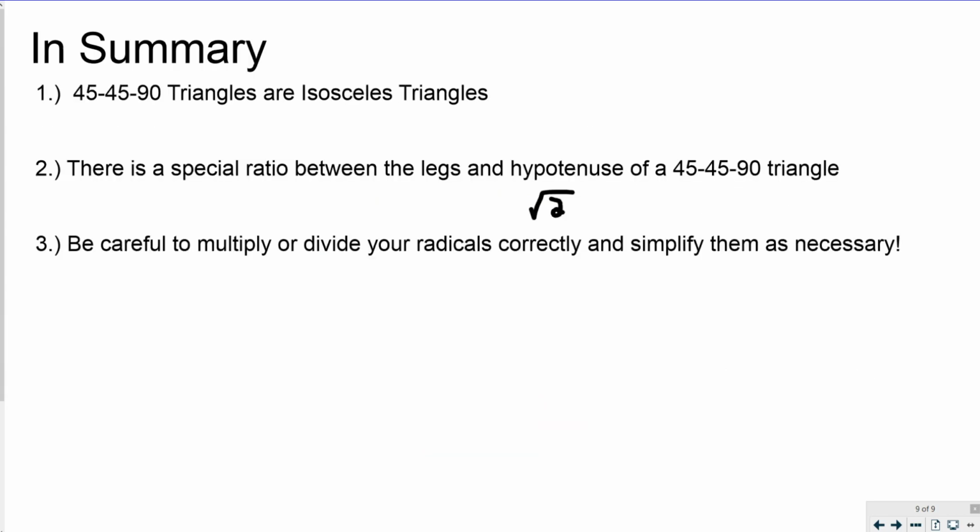So, in summary, 45, 45, 90 triangles are isosceles triangles. Specifically, they are isosceles right triangles. So that allows us to know that the two legs are congruent. And then there is a special ratio between the legs and the hypotenuse, and that special ratio is the square root of 2. Be careful to multiply or divide your radicals correctly and simplify them as necessary.